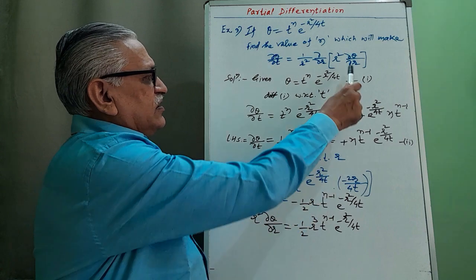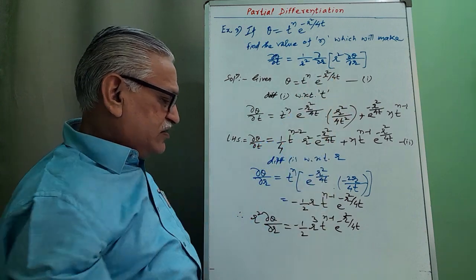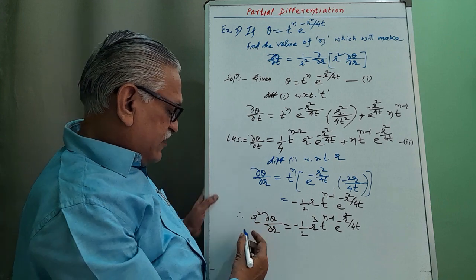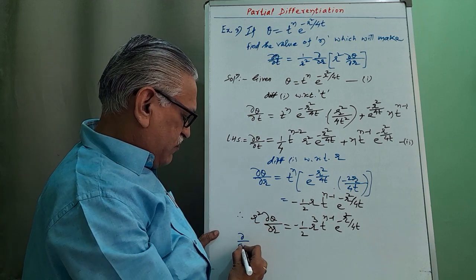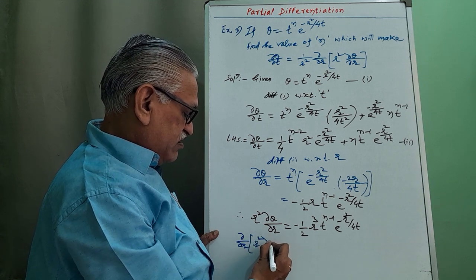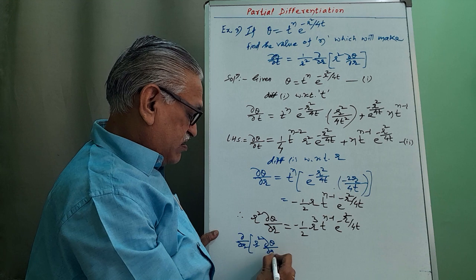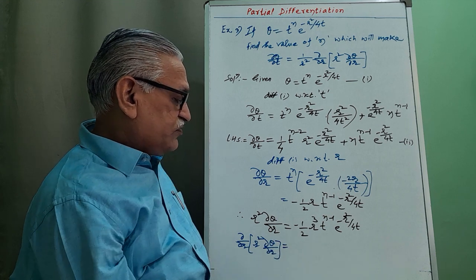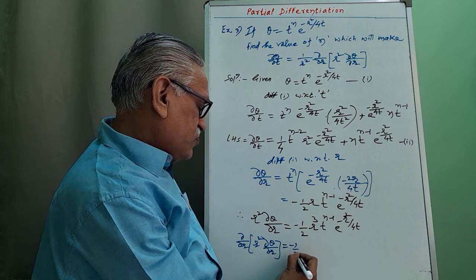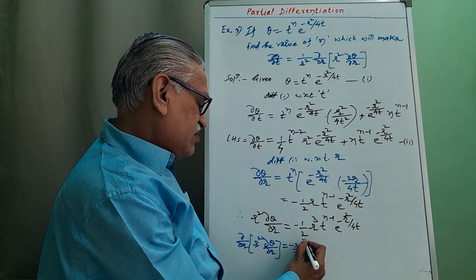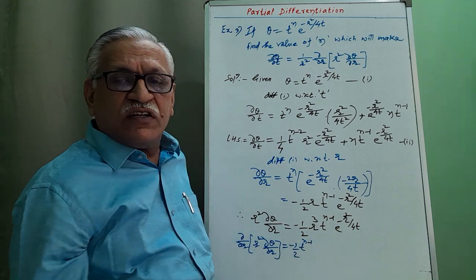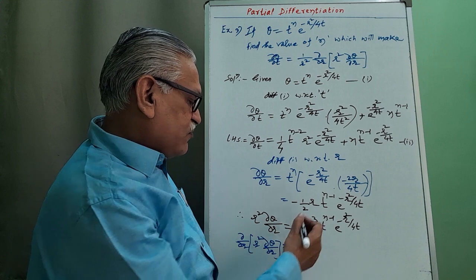Differentiating this term with respect to r. Therefore, it is dou by dou r of r square dou theta by dou r is equals to, a constant term we take outside, minus 1 by 2 t raised to n minus 1. These two are constant terms outside, and the remaining term we have to differentiate with respect to r by applying product rule.